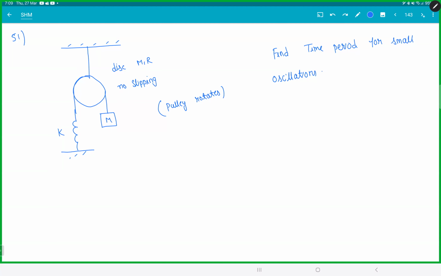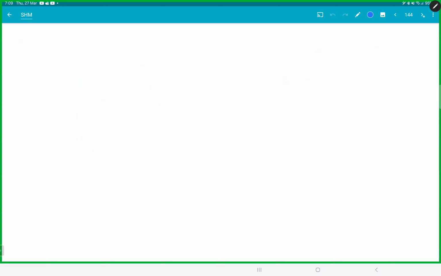Let's see. These kind of questions, right? What we do, since the block and the pulley are going together, that same thing, they're going together.